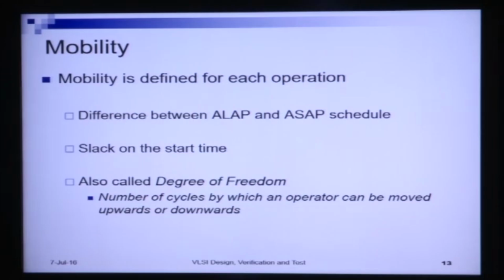And what does it provide? This difference between ALAP and ASAP provides a measure of the slack that is available on the start time. So, this term mobility is also called the degree of freedom of an operation node, because it defines the number of cycles by which an operation can be moved upwards or downwards in the schedule.